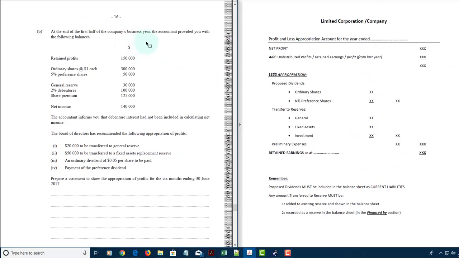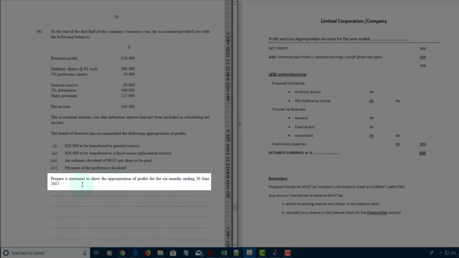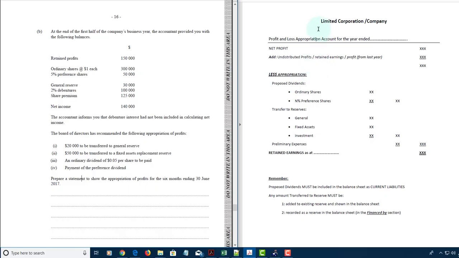The second part of the question asks you to prepare an appropriation account for the 6 months ending 30th June 2017. Now, the basic format of the appropriation account is given here. You have your net profit, you add your undistributed profit or retained earnings, and then you proceed to make all of your appropriations or deductions: proposed dividends, transfer to reserves. These are examples of reserves and preliminary expenses. Your final answer that is remaining after you make your grand deduction would be your retained earnings.